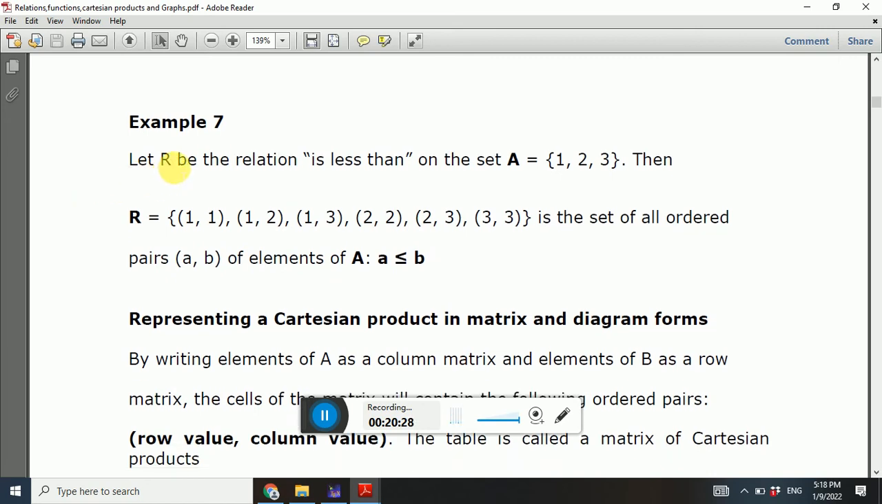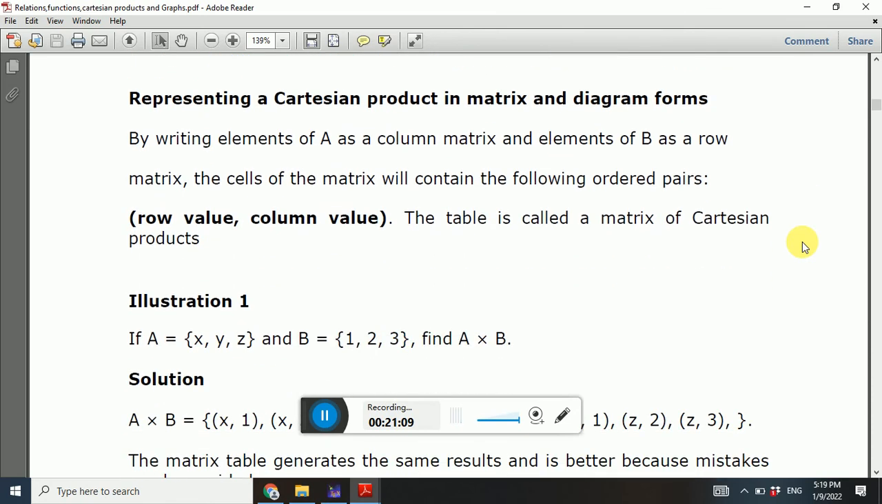Okay. Then what is this? The relation is less than. Let R be the relation is less than on the set, and so on. Then R is 1 1, 1 2, 2 1. I think this was supposed to be R is the relation is less than or equal to. So you should correct it and add less than or equal to. So you can see that all the pairs in this R satisfy this condition that A is less than or equal to B.